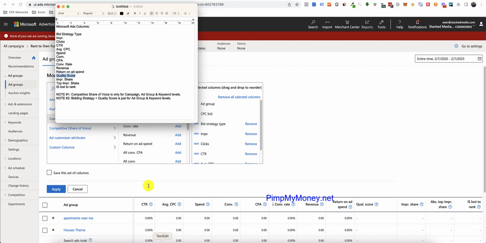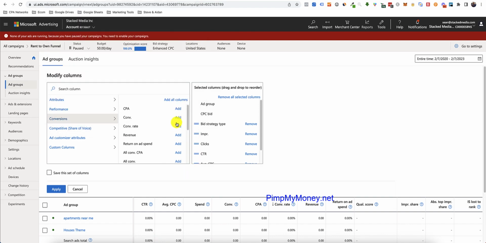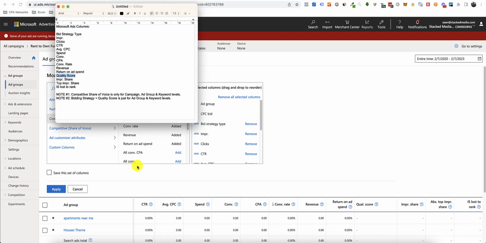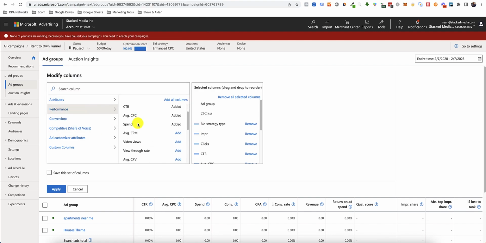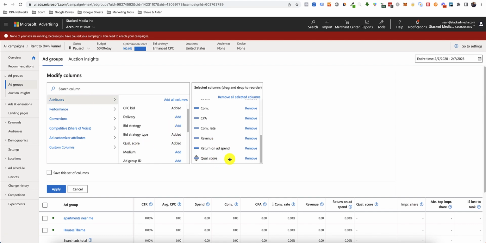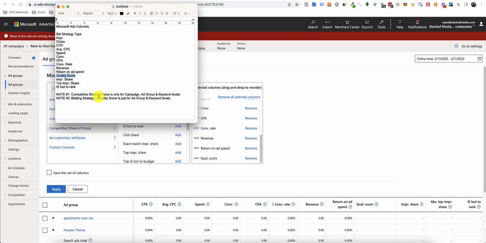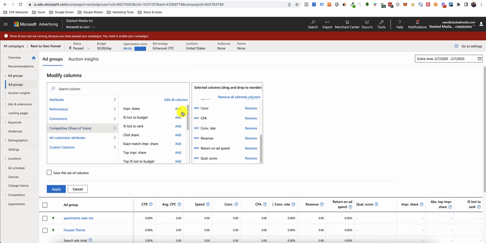Then conversions. I got conversions, CPA, conversion rate, revenue, return on ad spend. All right. Then we got quality score, which is again under performance, I believe. Maybe not, maybe under attributes. There it is under attributes, quality score. Then we got share of voice. We want impression share, top impression share. So impression share, top impression share, IS lost to rank. Okay, you can see now it's going to order it.